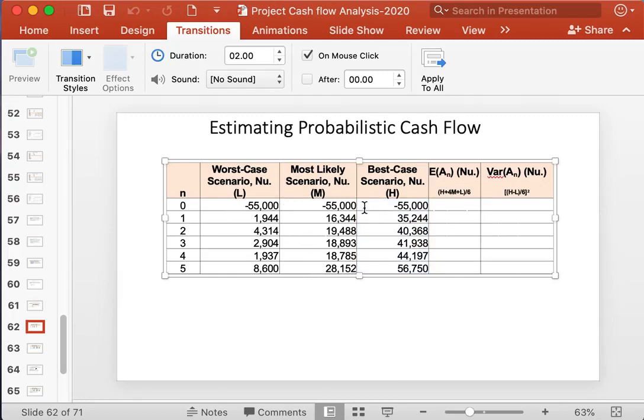So these three cash flows, for example, for year 1, the optimistic estimate is 35,244. Pessimistic estimate is 1,944, and most likely is 16,344. So using these three estimates, we can calculate the expected cash flow for each of these years, and also we can calculate the variances for each of these years' expected cash flow.